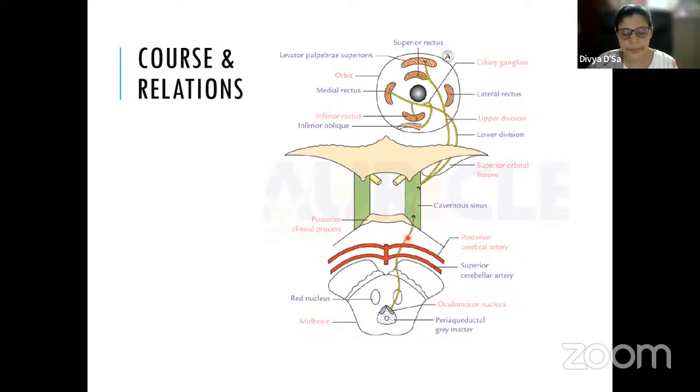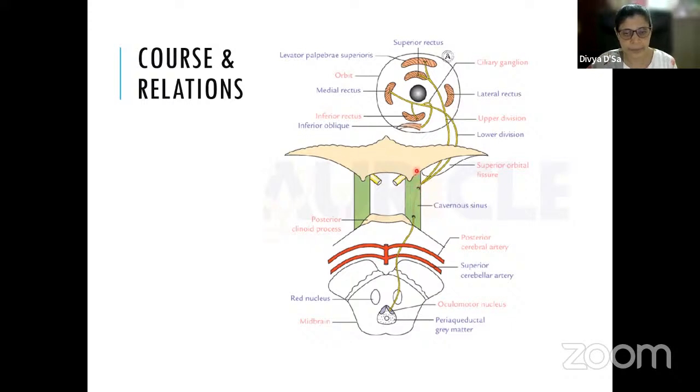Then it pierces the pia and arachnoid mater. After piercing them, it enters the cavernous sinus, passing through the lateral wall of the cavernous sinus. Here in the cavernous sinus, it lies above the trochlear nerve in the lateral wall.